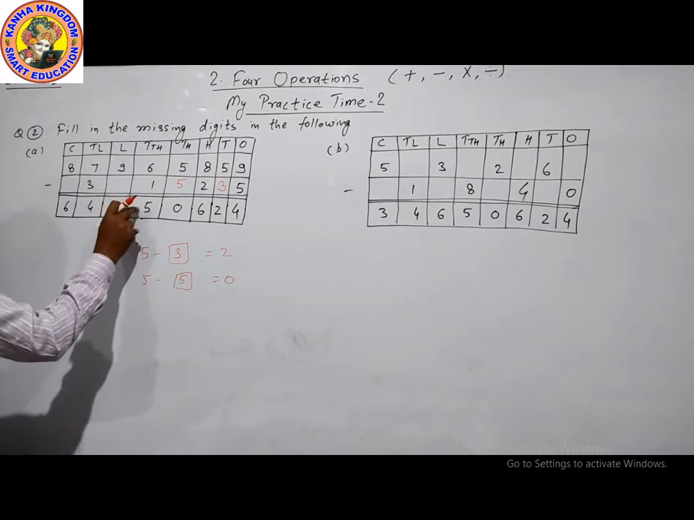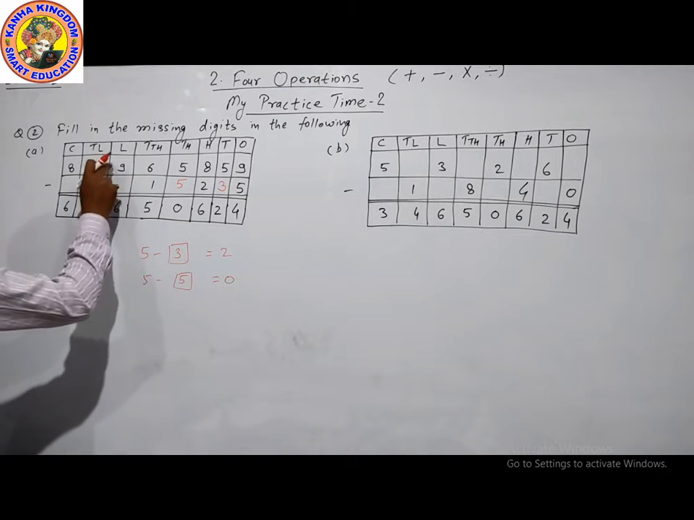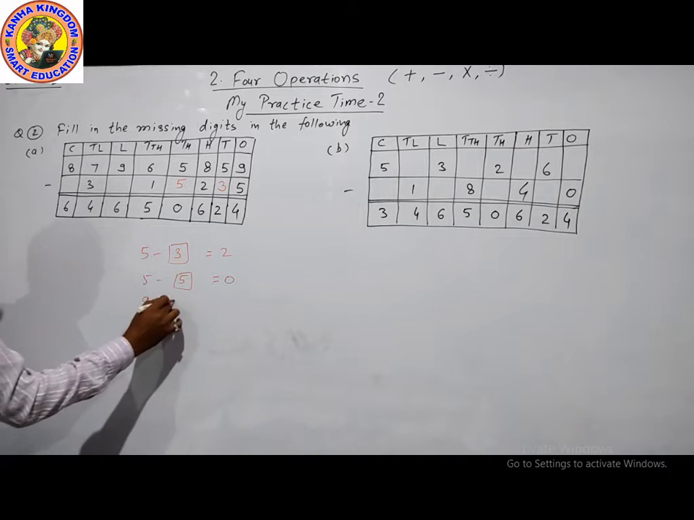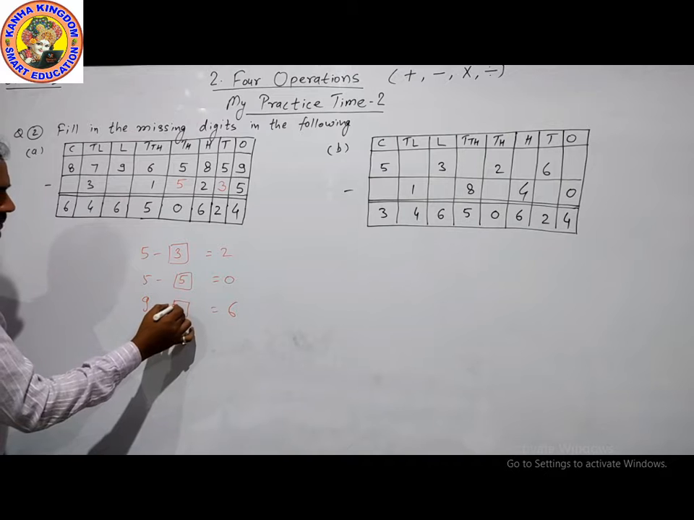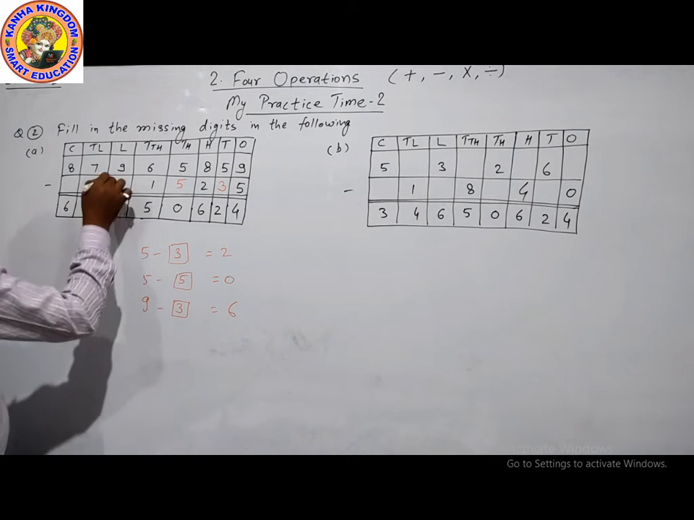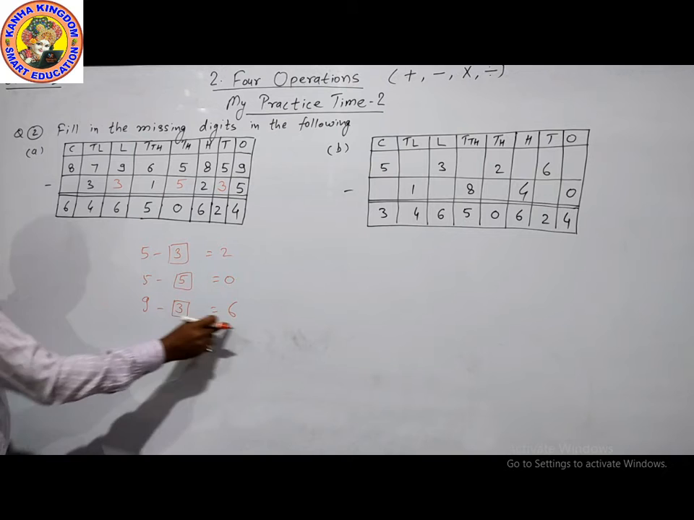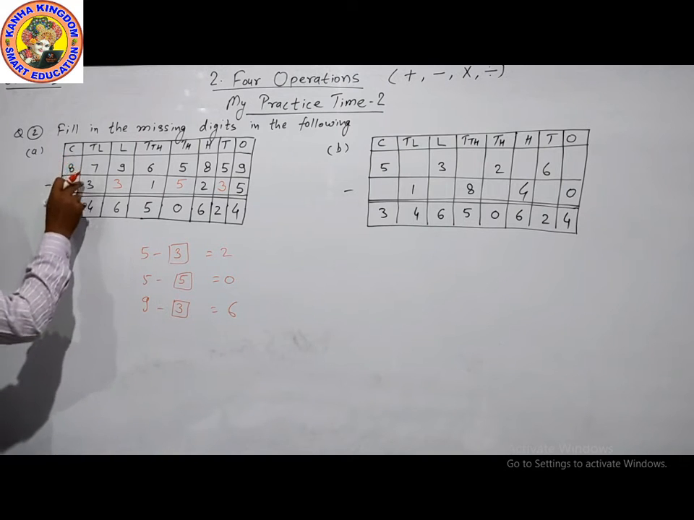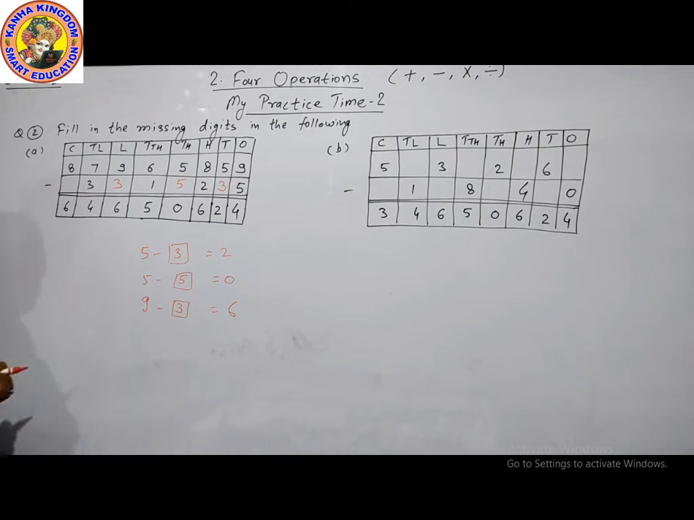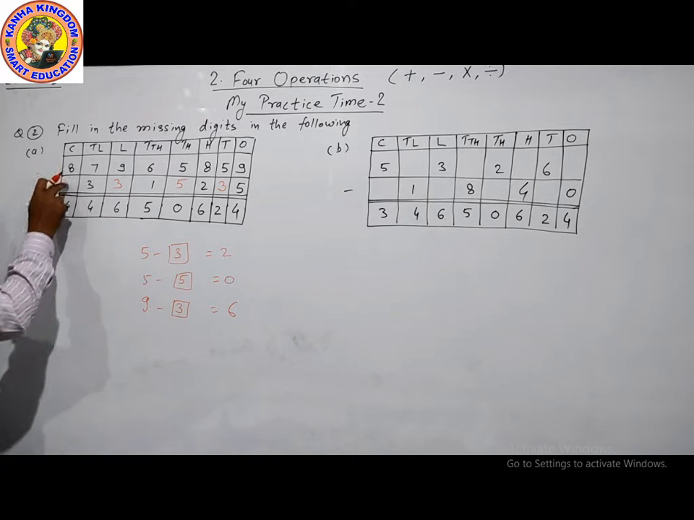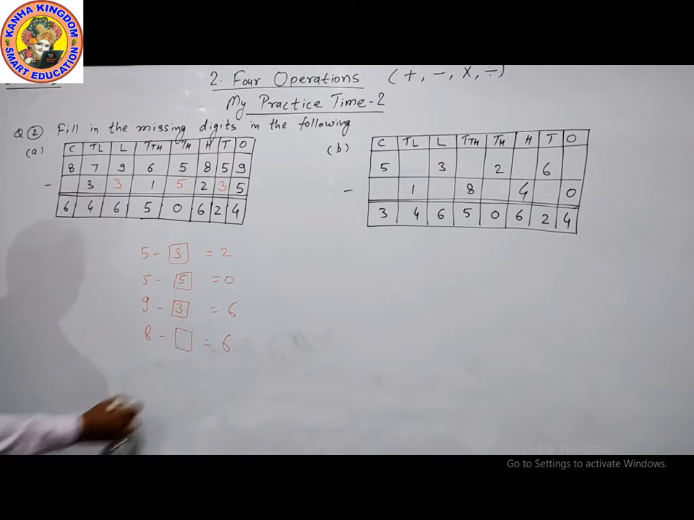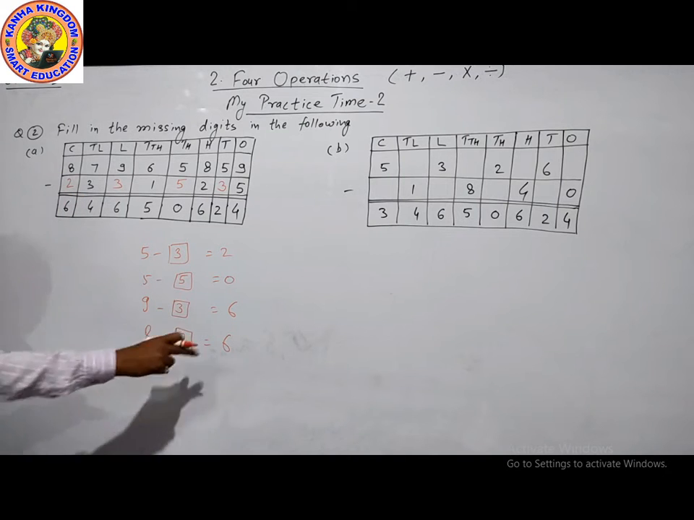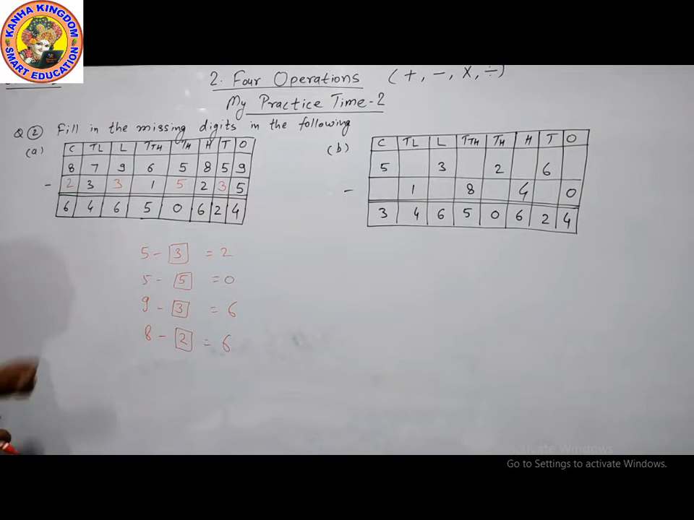6 minus 1 is equal to 5. Now 9 minus something is equal to 6. What to do? We will subtract 3. Here is 3. 9 minus 3 is equal to 6. 7 minus 3 is equal to 4. This is correct. And 8 subtracted by any number to get 6. We will subtract 2. 8 minus 2 is equal to 6. This is our part A.